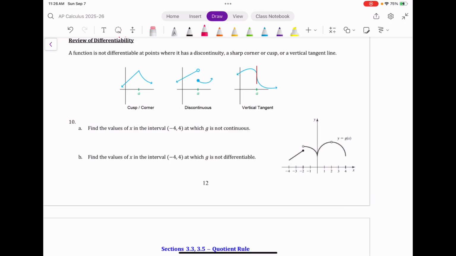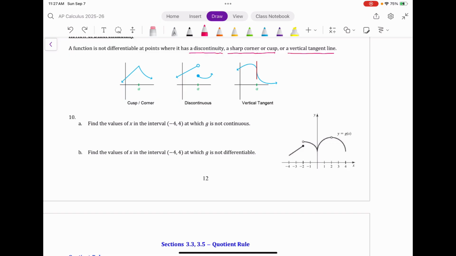Okay, so here's just a little bit of review about differentiability. Remember, a function is not differentiable at points where it has a discontinuity, like a jump, hole, vertical asymptote, a sharp corner, or a cusp. So a cusp is something like that. Or a vertical tangent line, like right here, right? Because what would be the slope of a vertical line? Undefined. So the derivative wouldn't exist at such a point.